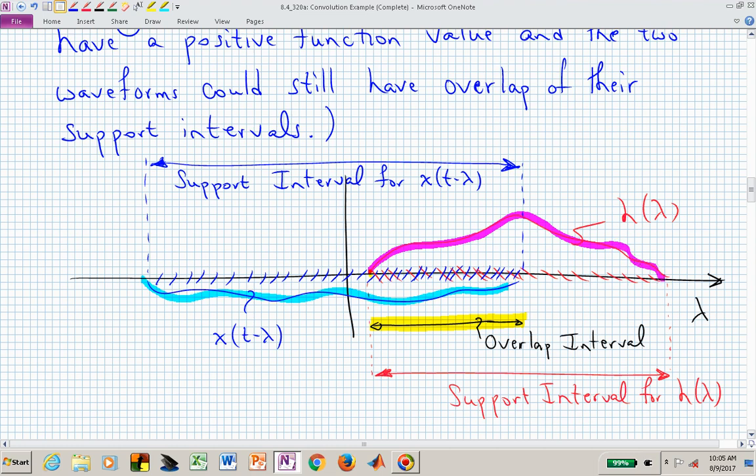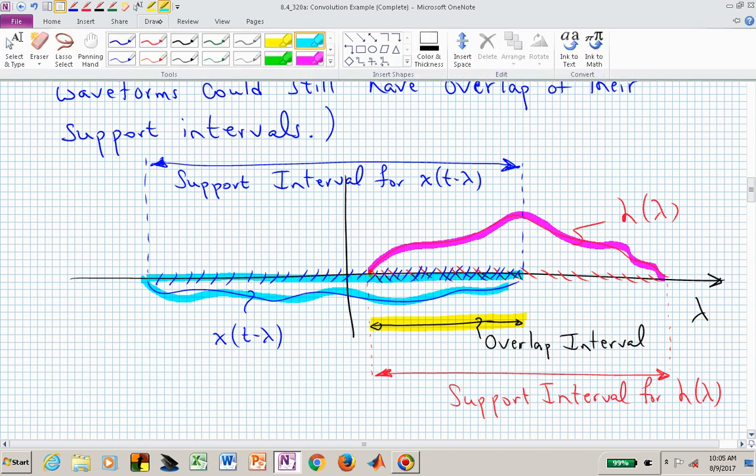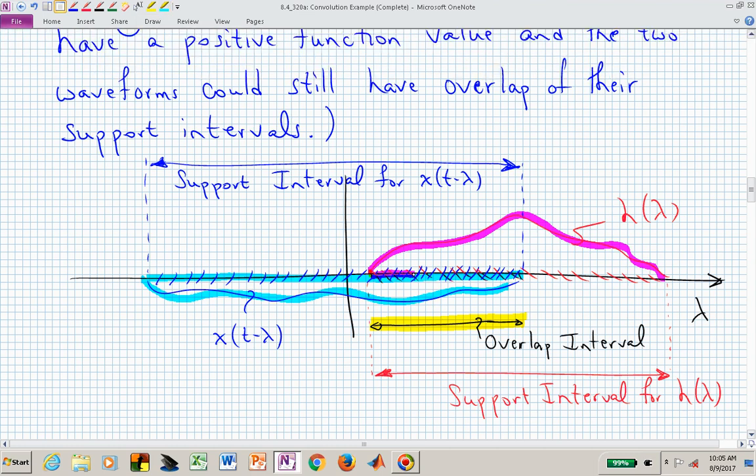And I hope that you can see then that x is supported on the lambda axis in this region of lambda, and h is supported on its lambda axis over that interval. And what we're interested in is, do these intervals of support, where they have some non-zero value, overlap?